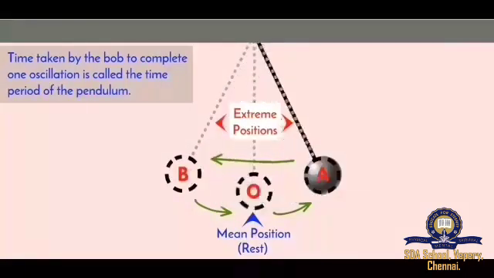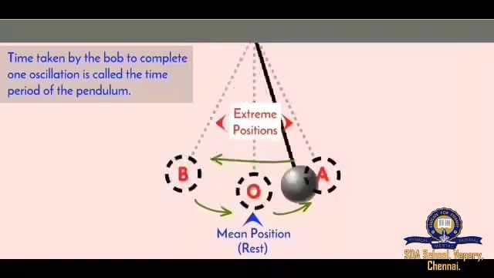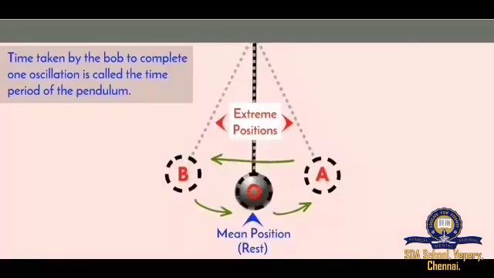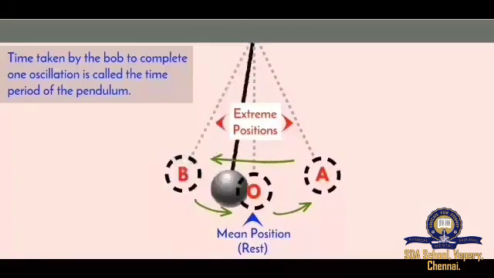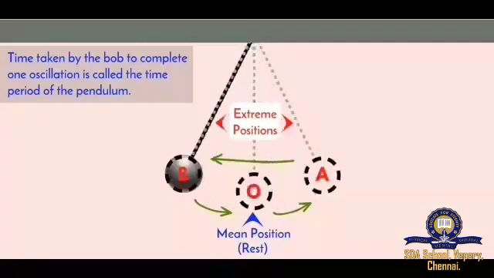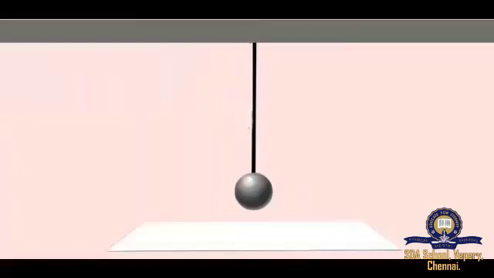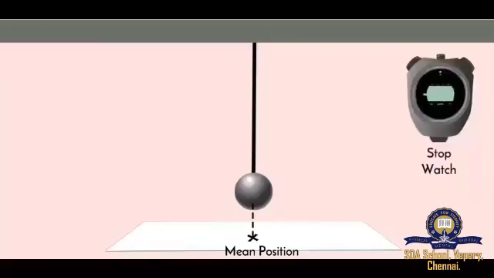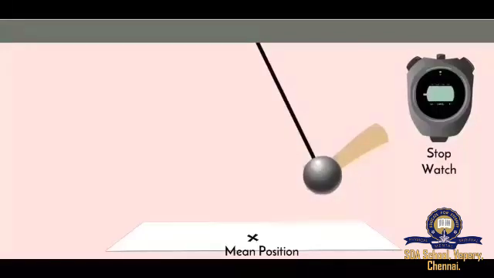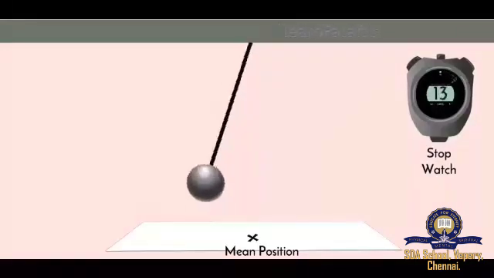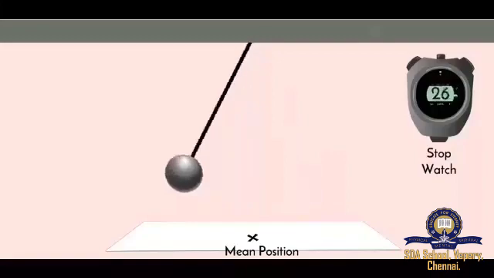We measure the time period by measuring the time required to complete an oscillation from the extreme position. It is difficult to measure the time period in one go. Here's a method to measure the time period of the pendulum. Mark the mean position of the bob on the floor. Take a clock to measure time, preferably a stopwatch. Keeping the string to the mean position, bring it to one side. Now release the bob and at the same time start the stopwatch.